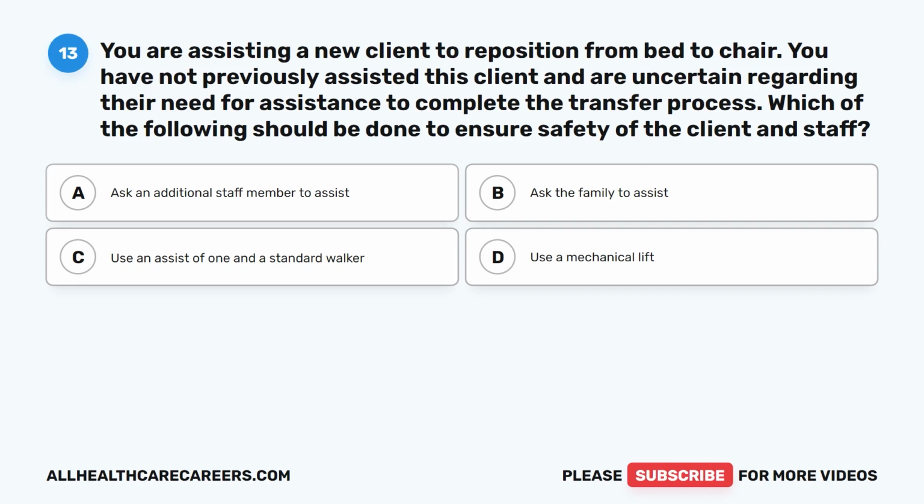A. Ask an additional staff member to assist. B. Ask the family to assist. C. Use an assist of 1 and a standard walker. D. Use a mechanical lift. The correct answer is A.